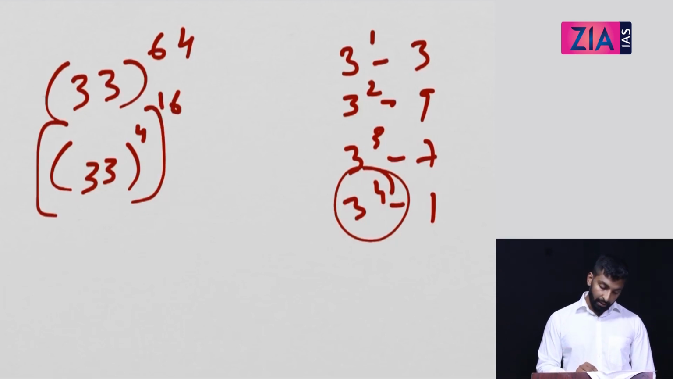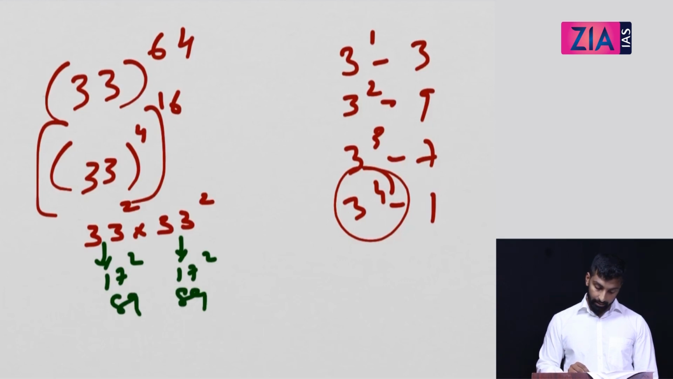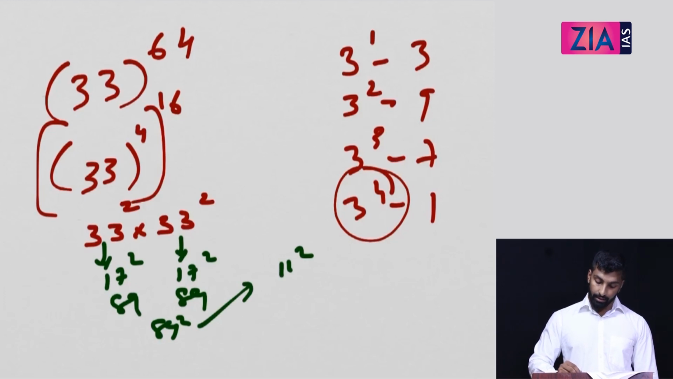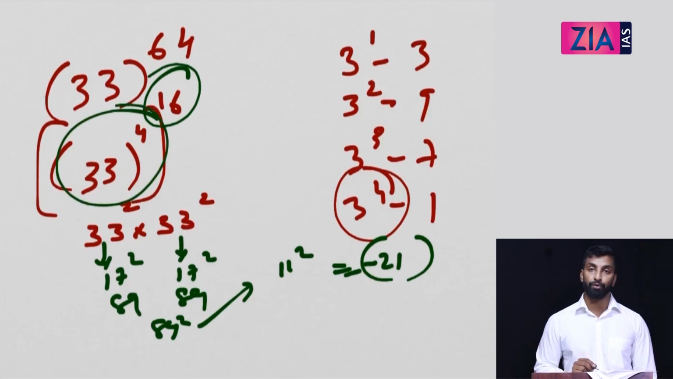Now 33 raised to 4 means 33 square into 33 square, right? I know this is equal to 17 square. This is also equal to 17 square. What is 17 square last two digits? 89. Here also 89. That is nothing but 89 square. I don't know what is 89 square. I know what is 11 square. That is nothing but 21. So basically I'll put the power also now. 21 is the last two digits of 33 raised to 4. I'm only interested in last two digits. There are some other numbers also here, but I got the last two digits, I can find the answer, right?